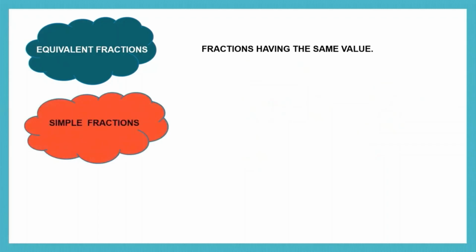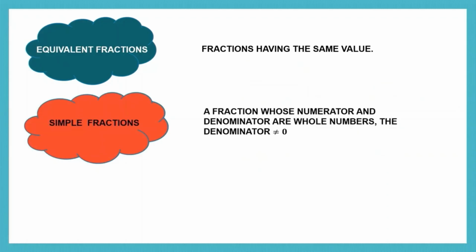Next, we have simple fractions. What are simple fractions? A fraction whose numerator and denominator are whole numbers, but the denominator should not be equal to 0. So these are simple fractions. So let me give you examples. Simple ones, 3 by 5, 7 by 12. These are all simple fractions.